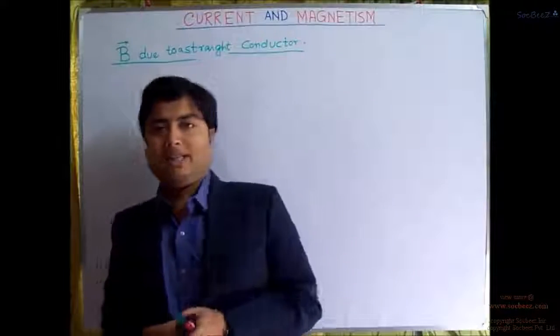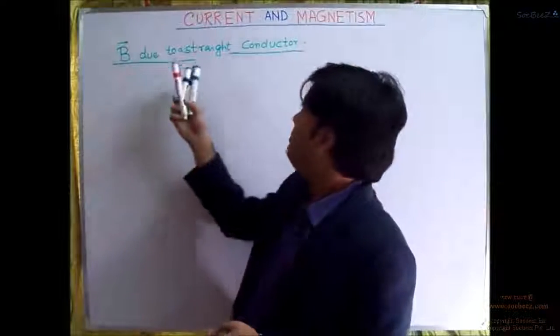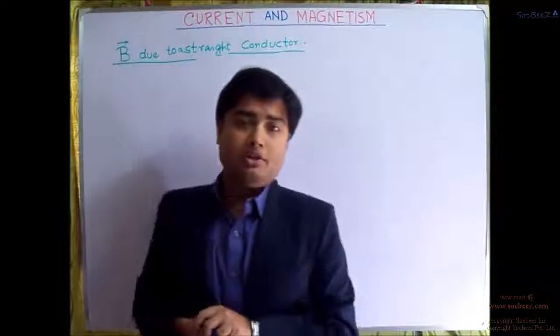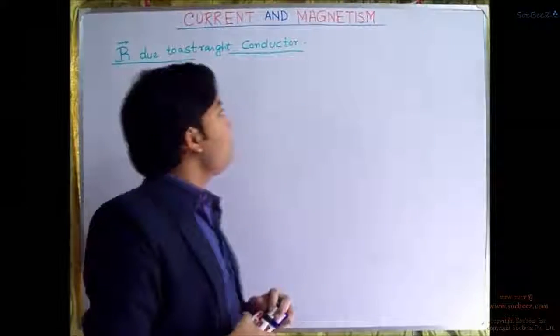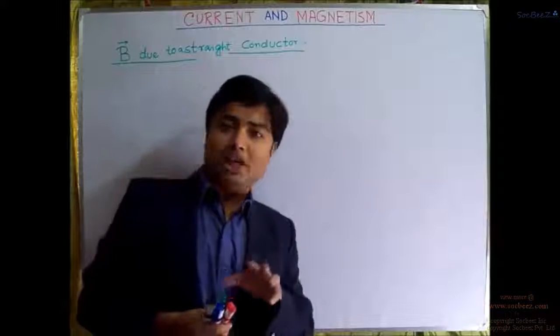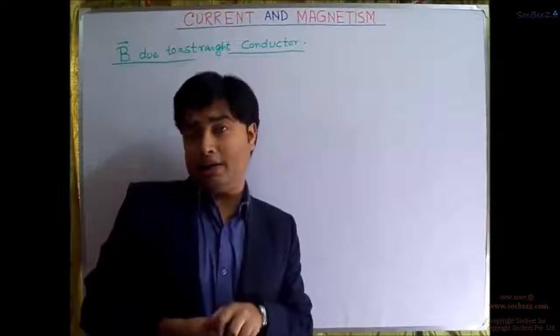Now we shall be discussing the magnetic field due to a straight conductor. Right? So straight conductor means that this conductor is straight and it is carrying the current.